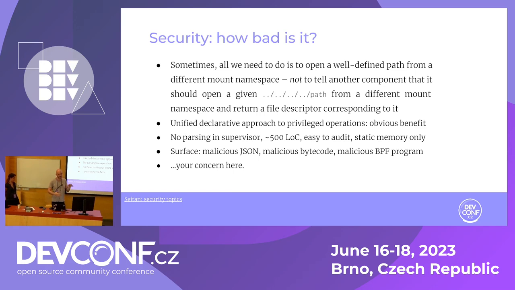And unified both in the sense that this should be generic enough to be used by different projects, and also that for the same container or the same engine, you can have a single place where you just say, okay, those are my set of privileged operations and nothing else. We don't want to do the parsing in the supervisors, of course. Right now it's 500 lines of code, and we really, really hope to keep it that way.